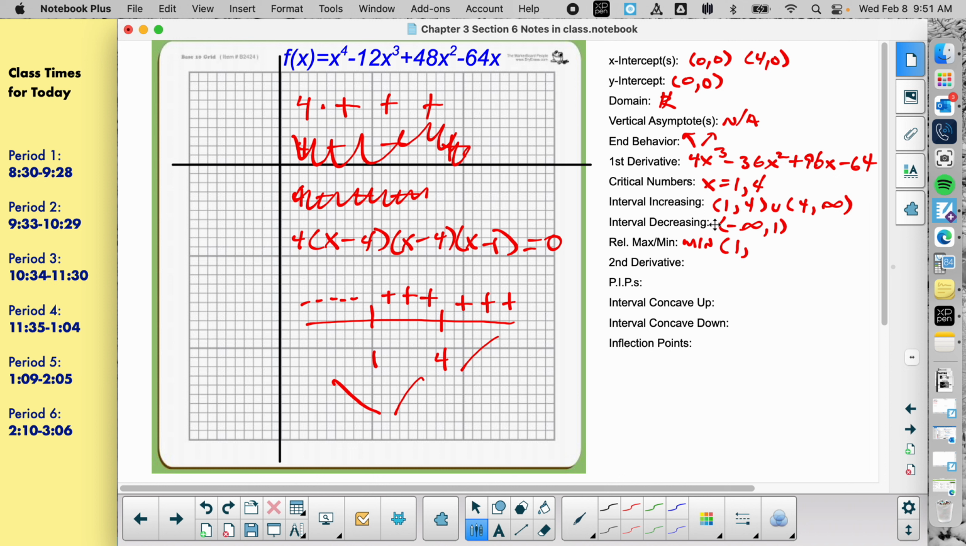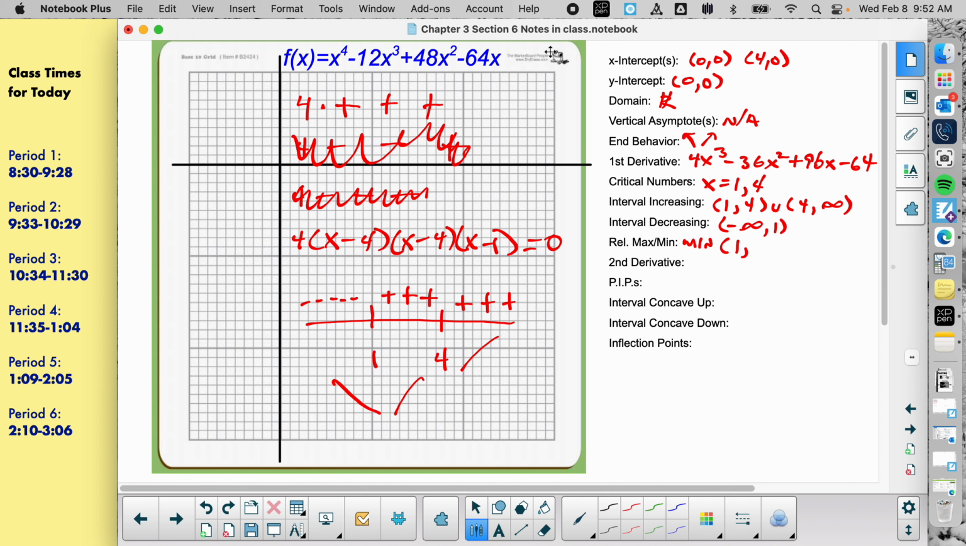Oh, yeah, go ahead. Sorry, I didn't see your hand. For interval increasing, why can't we say 1 to infinity? Because it's not increasing at 4. At 4, it has a slope of 0. So it goes up, flat, up. No, that's a good question.